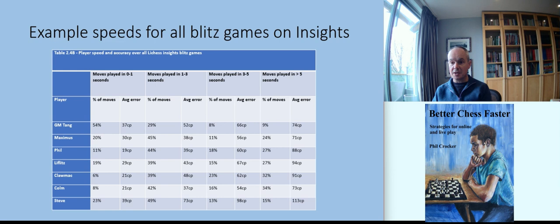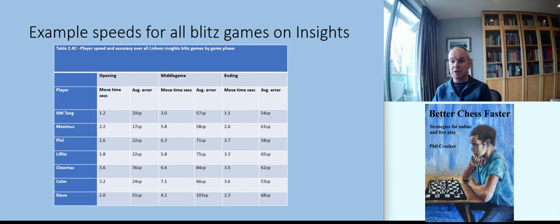And then if you look at when people spend more time, then typically the centipawn loss is higher, and as we said before, that's really because the decisions are that much more difficult. So that's one way of looking at it.